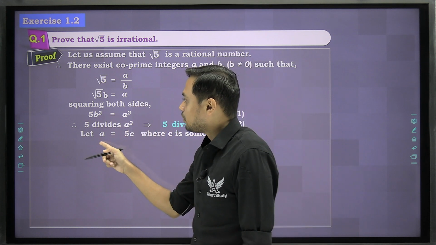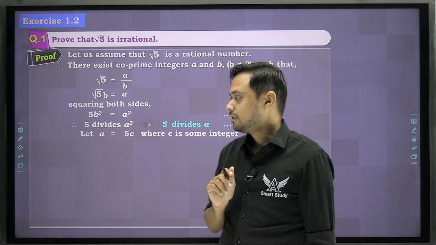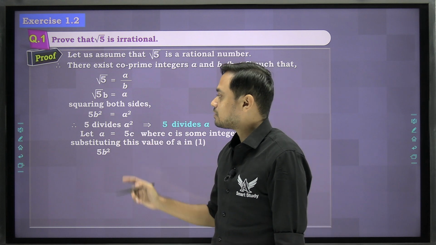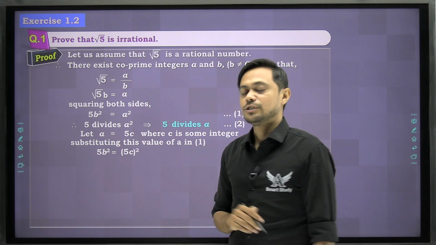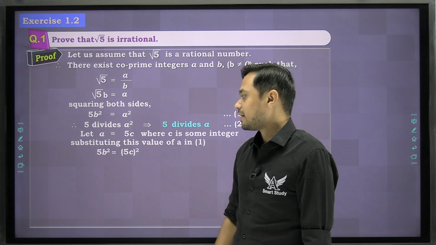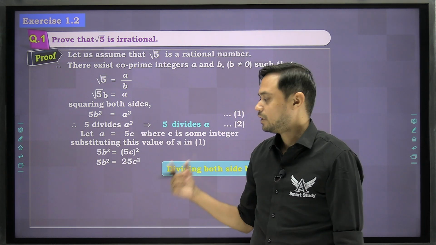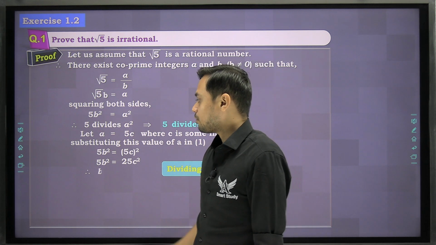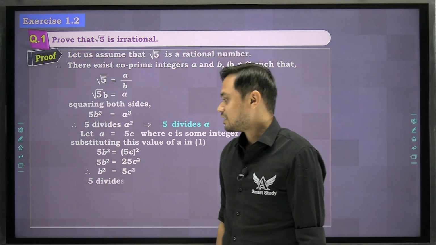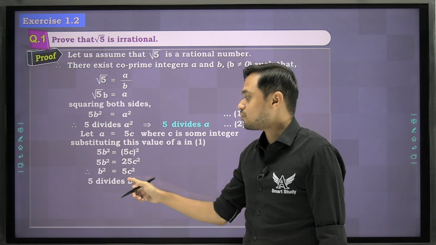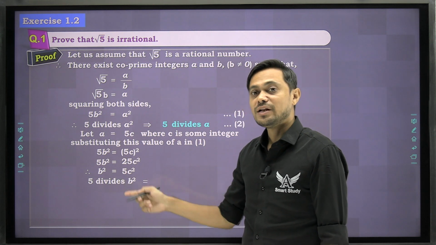Now if we put this value in the above equation that we have obtained, we get 5b square is equal to, in bracket, 5c square. Now if we open the bracket, we obtain 5b square is equal to 25c square. Now dividing both sides by 5, we obtain b square is equal to 5c square. So here you can see 5 divides b square as well as b.